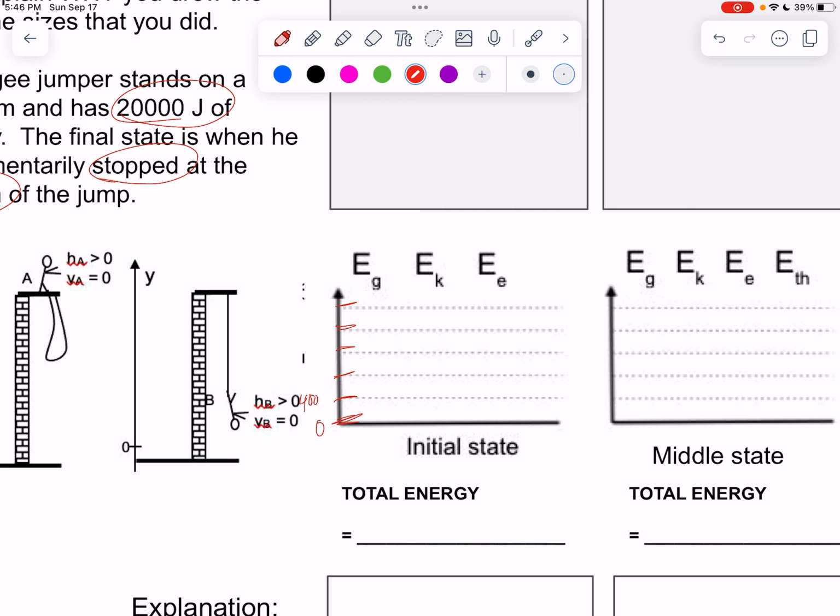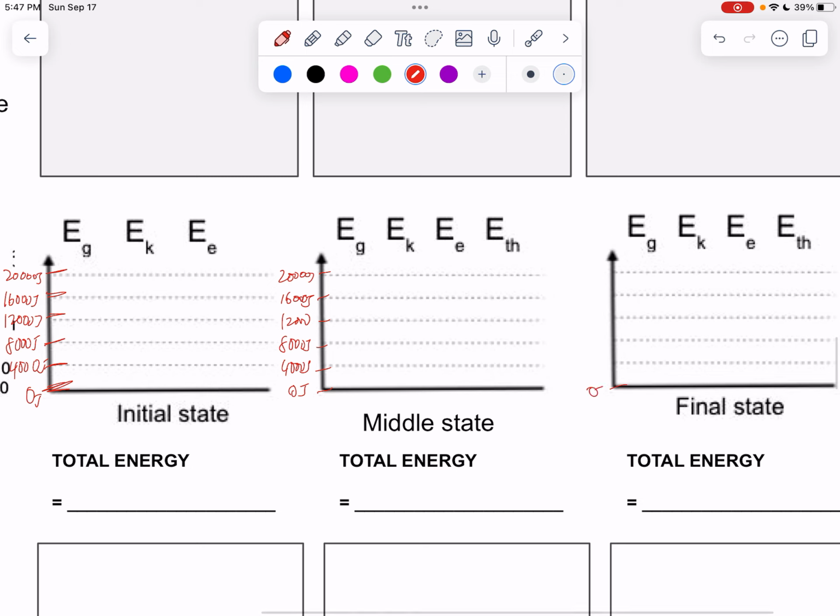So 0, 4,000, 8,000, 12,000, 16,000, 20,000. All right, so all these are going to be the same. Make sure you label all of them. 4,000, 8,000, 12, 16, 20. And then 0, 4, 8, 12, 16, 20.